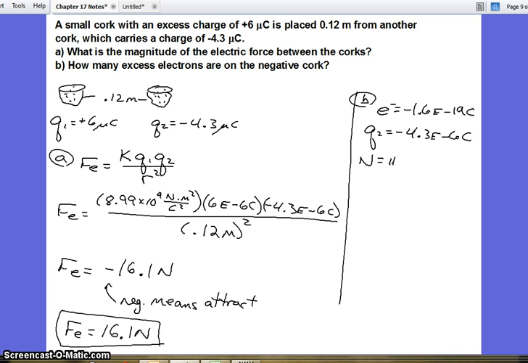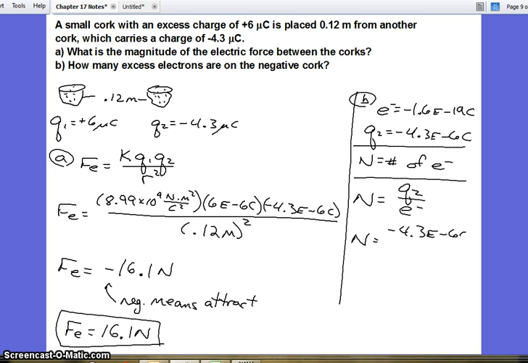If I call n my number of electrons, the way that I would solve for this is I would say that the number of electrons is simply the ratio of the total charge to the charge of just one. And so we have negative 4.3 times 10 to the negative 6 coulombs divided by negative 1.6 times 10 to the negative 19 coulombs. And we get that the number of electrons it would take to equal that total charge is 2.7 times 10 to the 13th electrons.